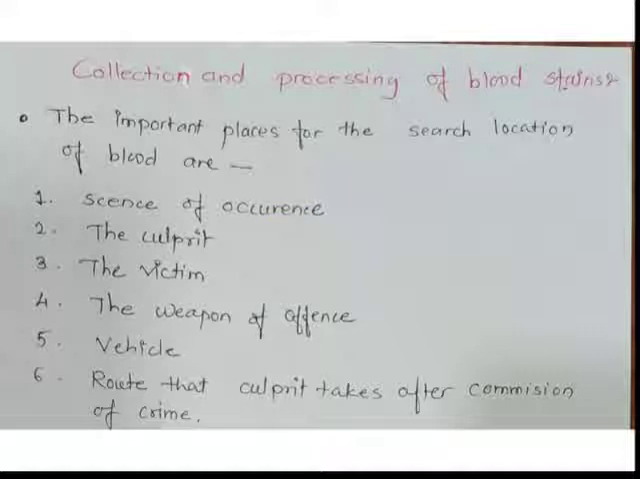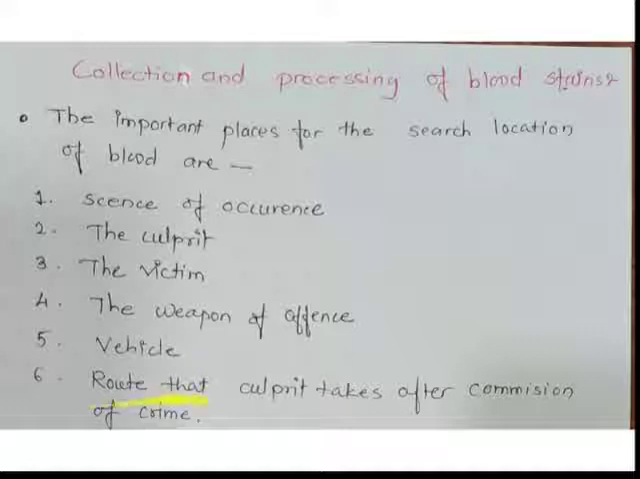Next one is the culprit. Next one is the victim. The culprit is the one who did the murder, and the victim is the person who got affected or murdered. Then the fourth point is the weapon of offense. On the culprit's body blood stains will be obtained, on the victim's body blood stains will be obtained. Then the weapon which is used for the murder or crime must contain blood stains. Next one is the vehicles. Sometimes murders occur in vehicles also, so you can check the vehicles.